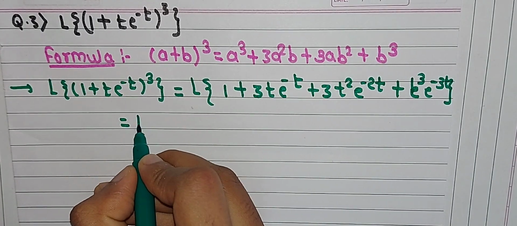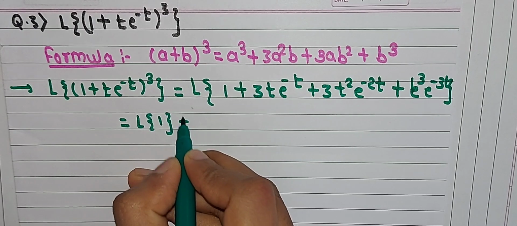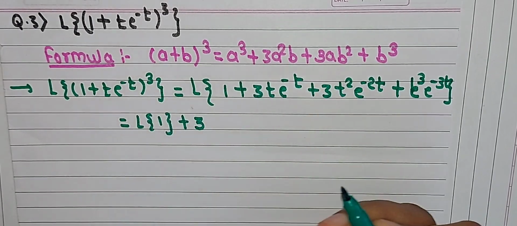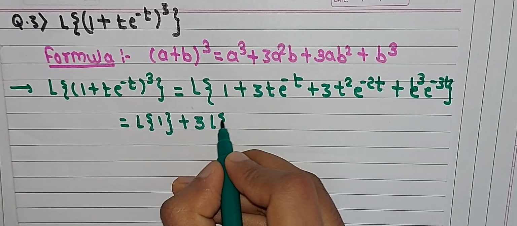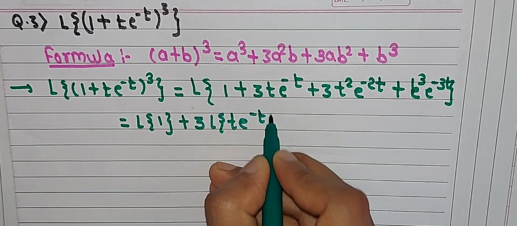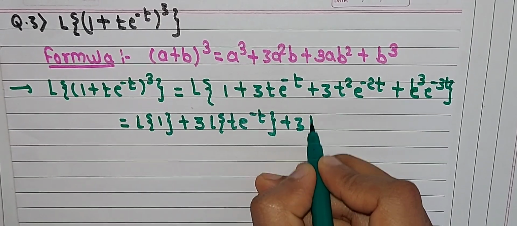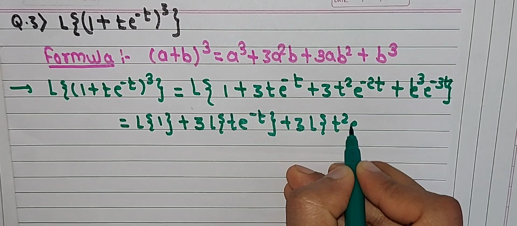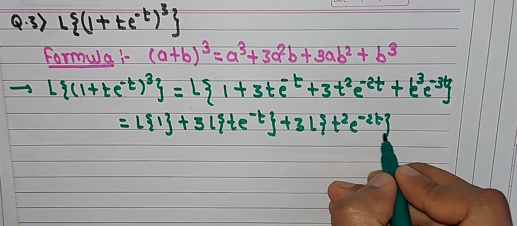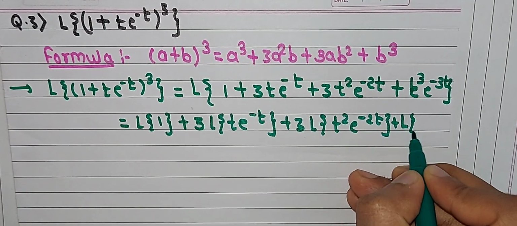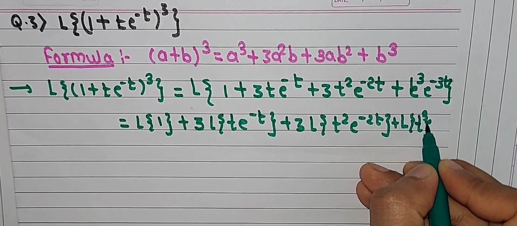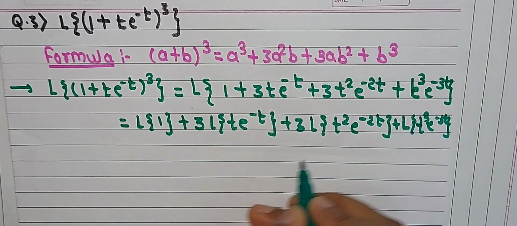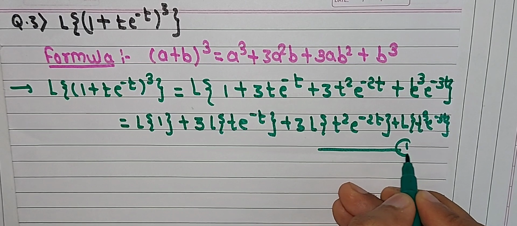Therefore first value will be Laplace of 1 plus second value, take this 3 as common from Laplace, that is Laplace of t into e raised to minus t. Next 3 into Laplace of t square into e raised to minus 2t, and lastly we will have here Laplace of t raised to 3 into e raised to minus 3t. Okay, so we will denote this as equation number 1.